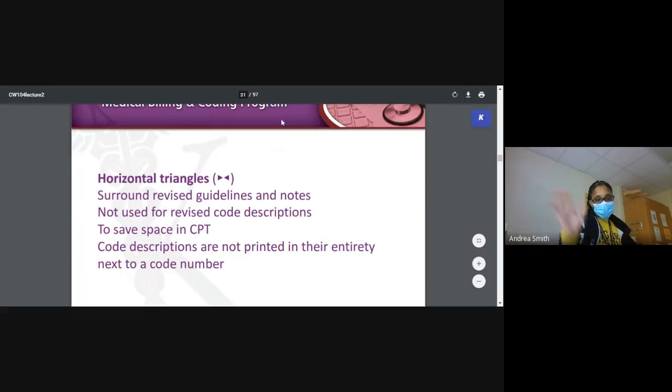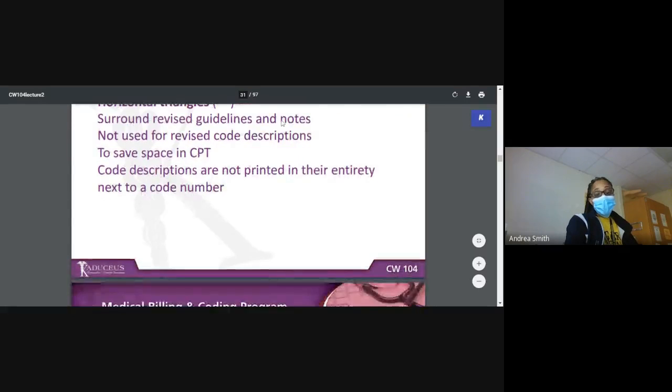The horizontal triangles surround the revised guidelines and notes. So if you look up where it says abdomen on the same page 310, and it says 74000 has been deleted, to report use 74018, that's telling you that we no longer use 74000. Now we use 74018. These code descriptions are not printed in their entirety next to a code number.